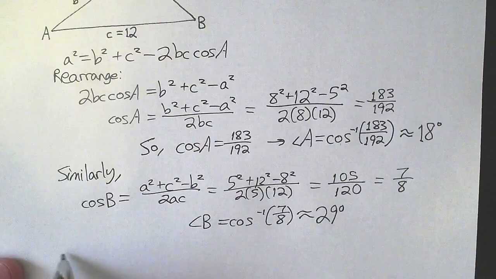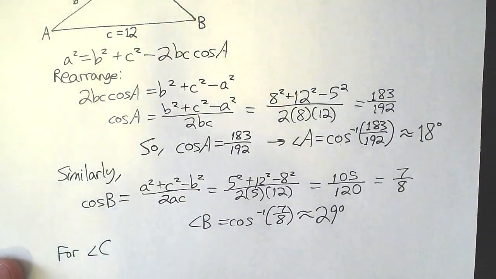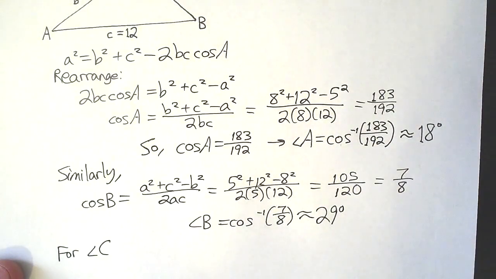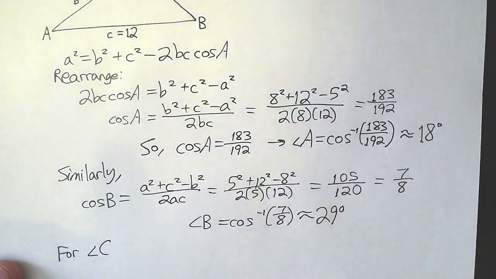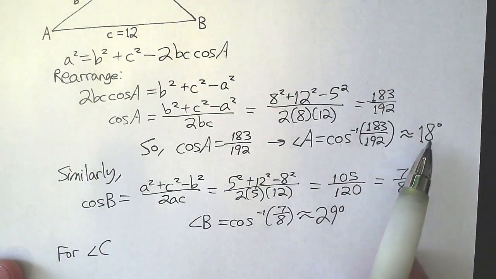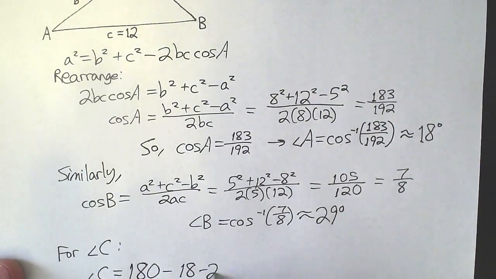And finally, for the angle C, we could use the law of cosines again. We could use the third form of the law of cosines, but that would be overkill. We don't really need to. We could just say all three angles have to add up to 180. We have an 18 and a 29. So 180 minus 18 minus 29 should get 133 degrees.